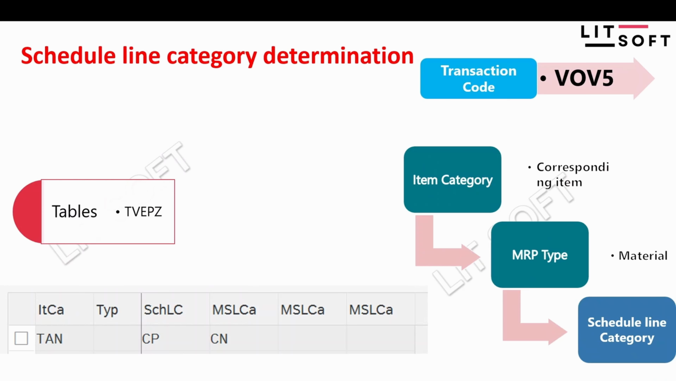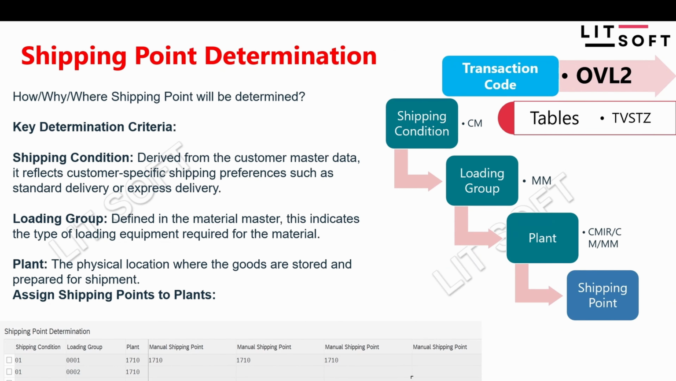Coming to schedule line category, here you can say VOV5, we can determine schedule lines. Item category and MRP type, these two are the combination to derive the schedule line category. The MRP type is maintained in the material master, and the item category is the corresponding item. Here is a screenshot. Item category 10 is an example and the schedule line category CP and CN. CN is with no MRP, CP is with MRP. When you assign it, it will be derived in the sales document.